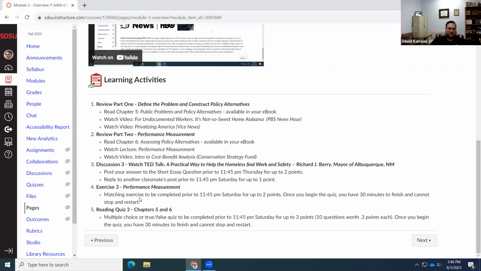This is the last exercise, on performance measurement, and you will also have a document to download prior to taking it, to help you understand the concept as well as to do well on the exercise. Reading quiz 3 is for chapters 5 and 6, and that's the same.